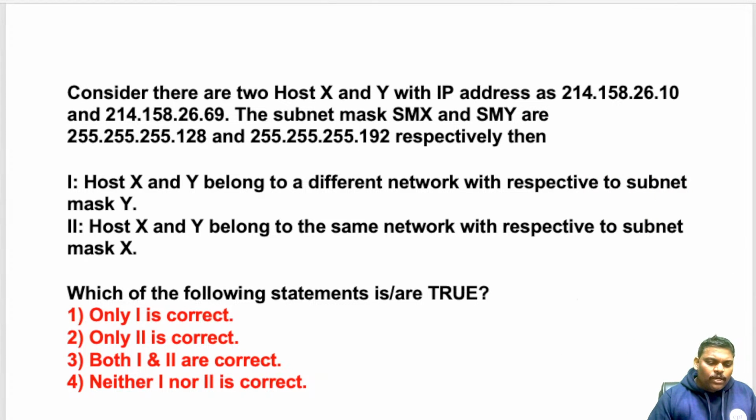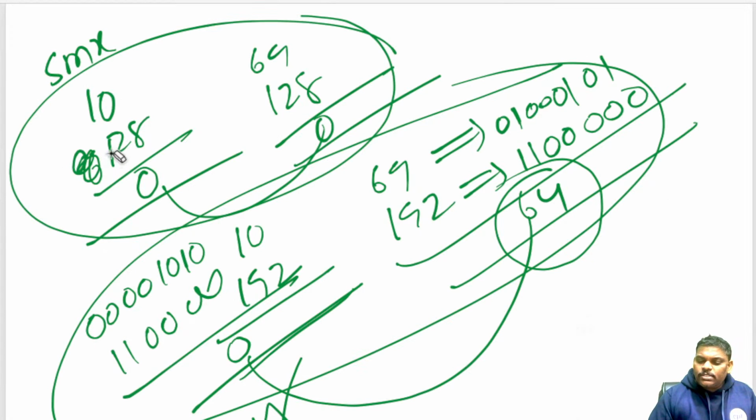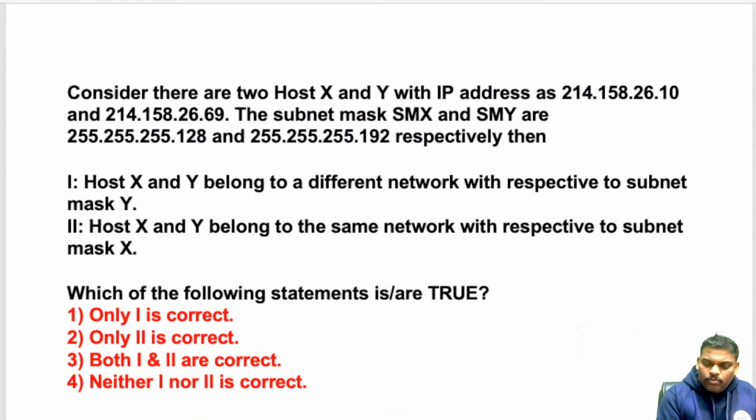So I got to know the answer: SMX is satisfying, SMY is not satisfying. See what is the problem? Host X and Y belong to different networks with respect to subnet mask Y. True. Host X and Y belong to the same network with respect to subnet mask X. So the answer is both 1 and true. So he played some game with the options.